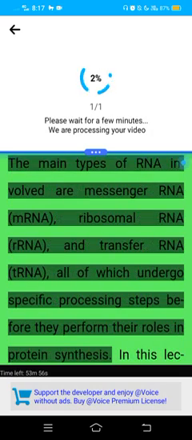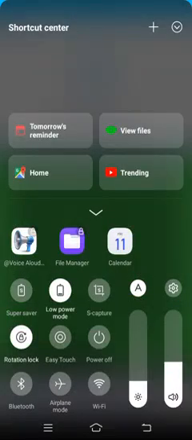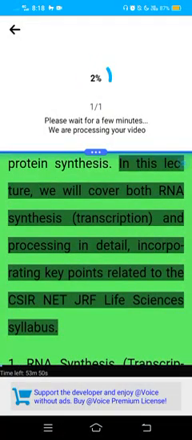The main types of RNA involved are messenger RNA, mRNA, ribosomal RNA, rRNA, and transfer RNA, tRNA, all of which undergo specific processing steps before they perform their roles in protein synthesis. In this lecture, we will cover both RNA synthesis, transcription, and processing in detail, incorporating key points related to the CSIR NET JRF Life Sciences syllabus.